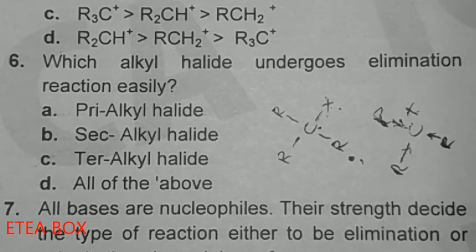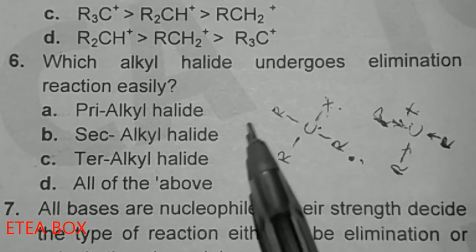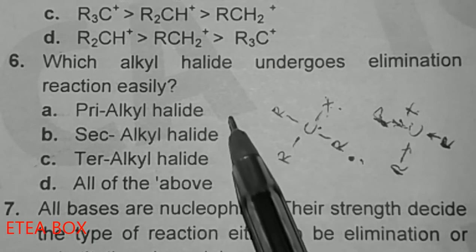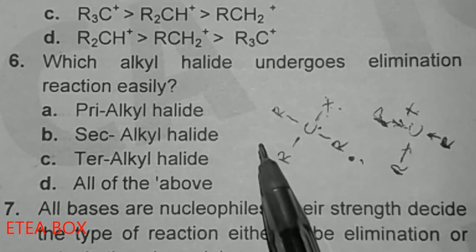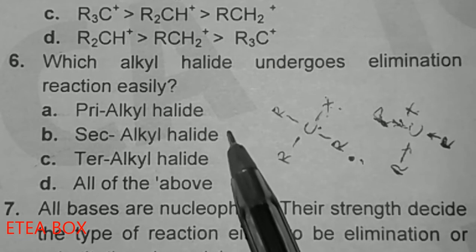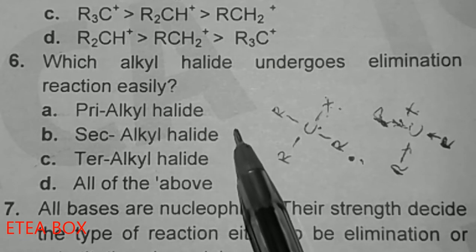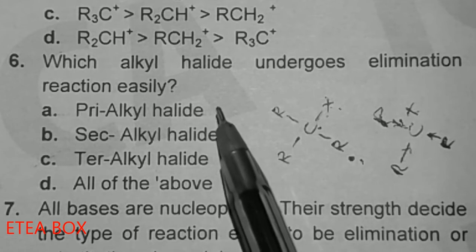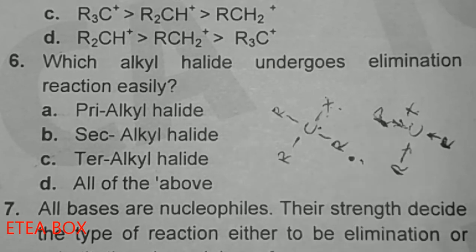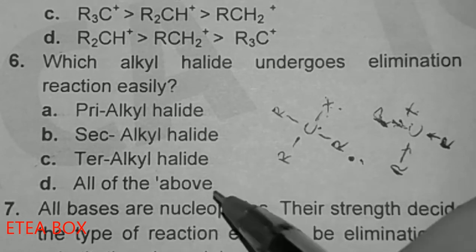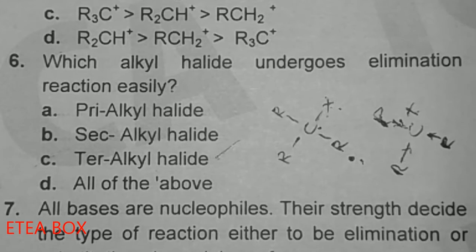And look at the primary and secondary alkyl halide. When the halogen atom is leaving, in primary alkyl halide and secondary alkyl halide, the stability is less as compared to tertiary alkyl halide, that's why it is not easy for these two to let go of the halogen atom. So the one that easily undergoes the elimination reaction is this one, tertiary alkyl halide.